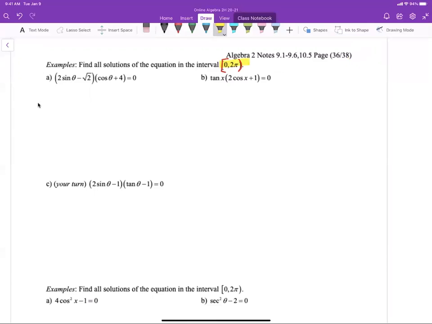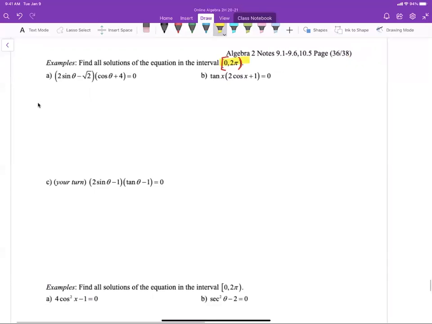And this is going to be exact answers. It should have said exact. If it says exact answers, then we have to use fractions. We can't use our calculator, so to speak, okay?